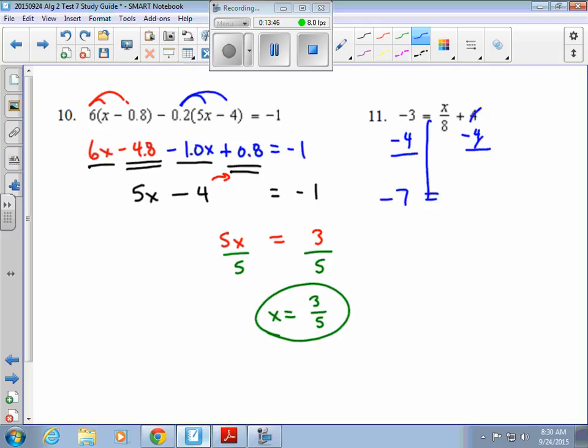This cancels out, which leaves us with x over 8 on the right. Undo over 8, which means divide by 8 by multiplying by 8. If you multiply to the right, do likewise on the left. A positive times a negative, opposite signs, is negative 56. This cancels this out. x is equal to negative 56.